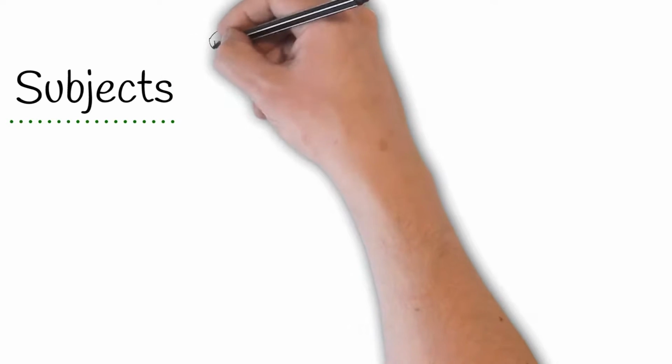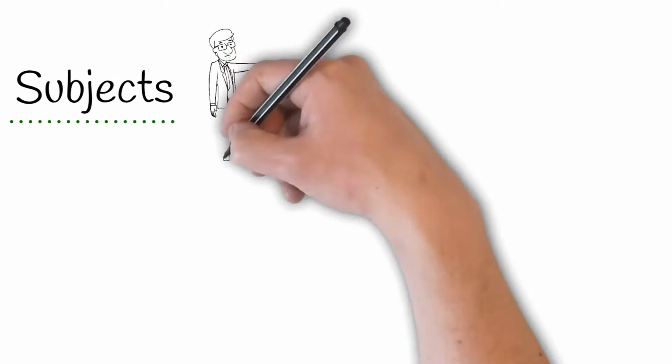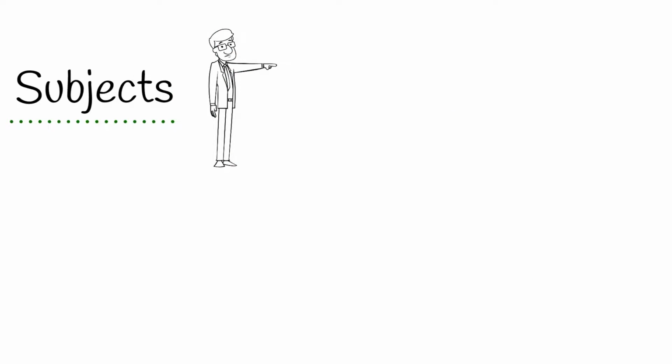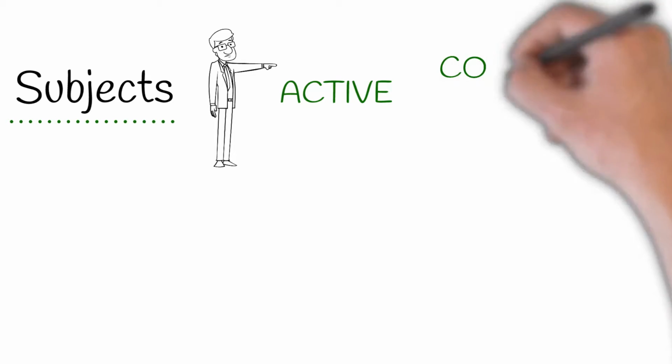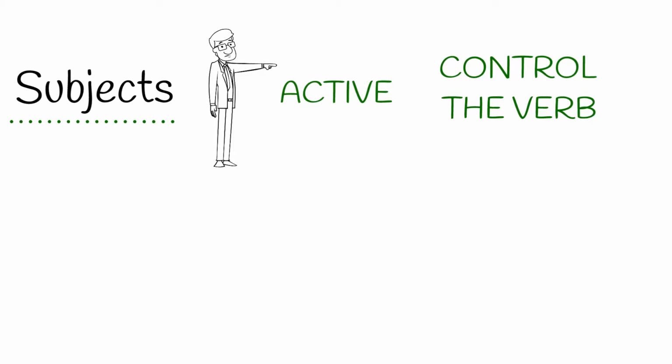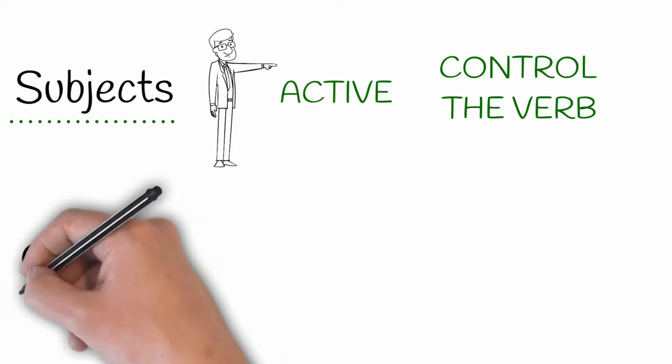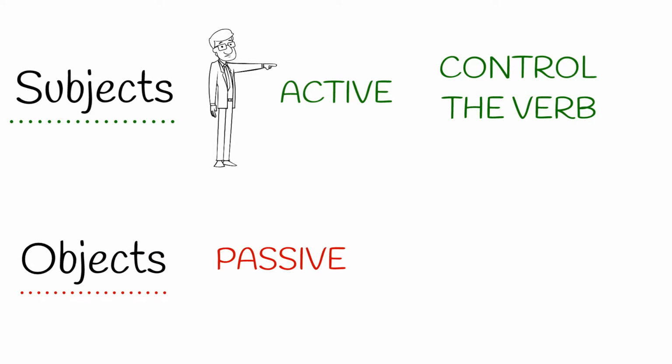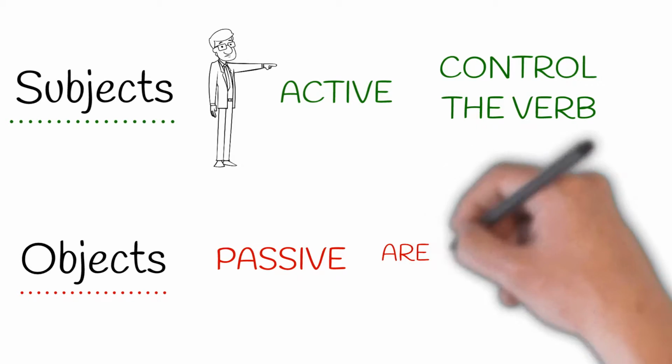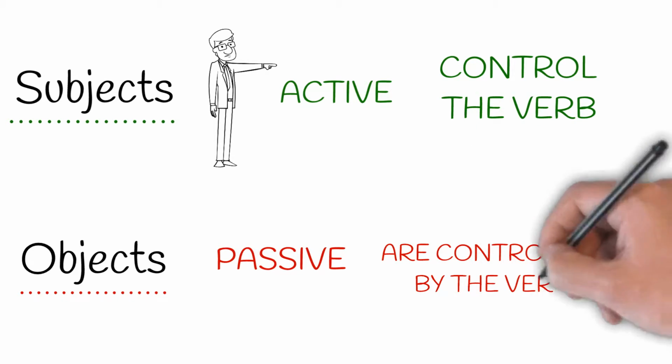On the contrary, when we speak of subjects in grammar, we're speaking about the role of words in a sentence. The subject is the active element of a sentence. It is the noun which controls the verb. Objects, on the other hand, are the passive element in the sentence. They are nouns which are controlled by the verb.